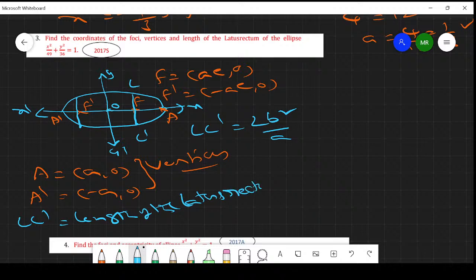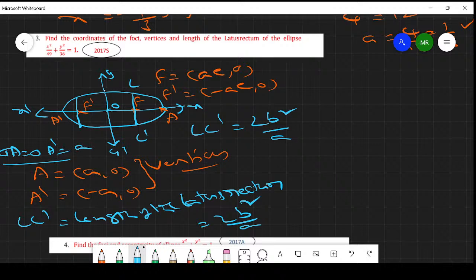Latus rectum. That value is 2b square by a. That's the formula: 2b square by a. Sir, what is a? What is b? A is always this OA. OA dash is also a; this length is a only. Always remember OA equals OA dash equals a only.